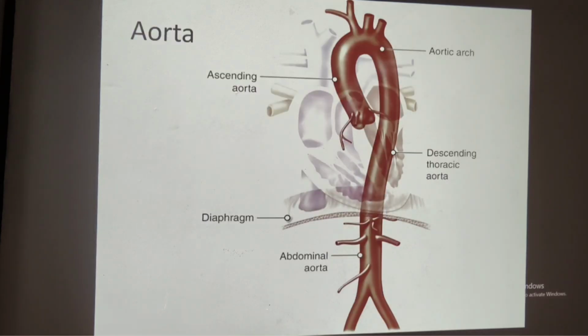Give a glance at this picture. It arises from the left ventricle, then ascending aorta, forms the aortic arch, then descending aorta.